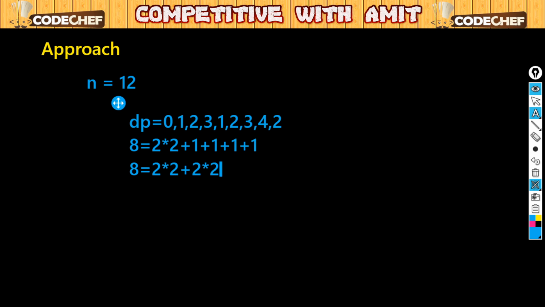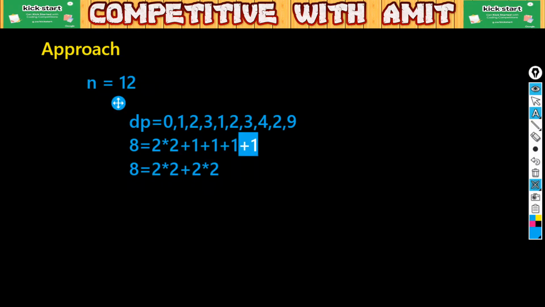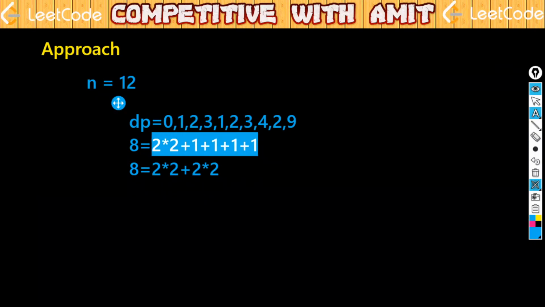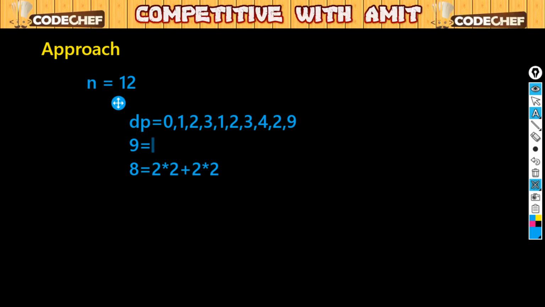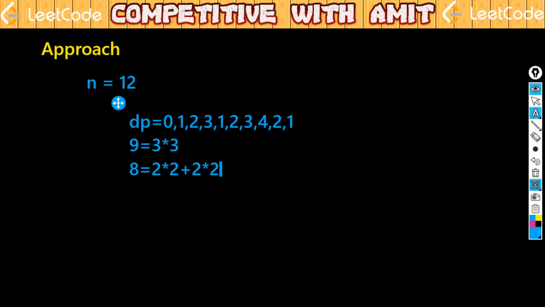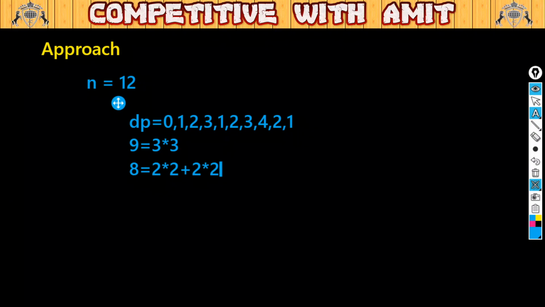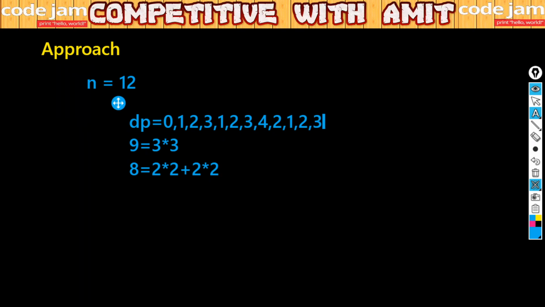Now after this 9 comes. Similarly we will do for 9 also. There are 2 methods. We can first make it by 8 plus 1, 9. Then we will check for 1, so it will be 3 into 3. So how many numbers does it require? 1. So we have done it till 9. Similarly we will do till 12. For 10 we require 2 numbers. For 11 we require 3 numbers. For 12 we again require 3 numbers.